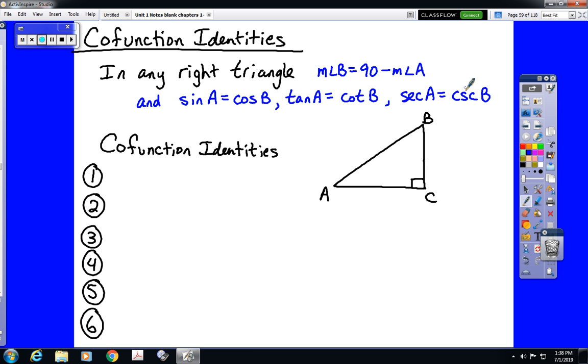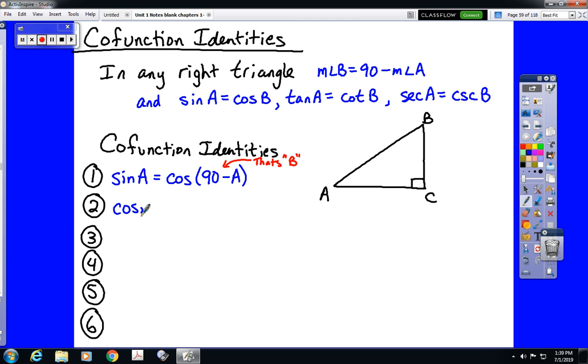Okay, keeping in mind that because B is 90 minus A, we can substitute 90 minus A in for B, which would give us that the sine of angle A is the cosine of 90 minus angle A, which, by the way, 90 minus A is the other angle, angle B. Okay, we can do this with all six trig functions.